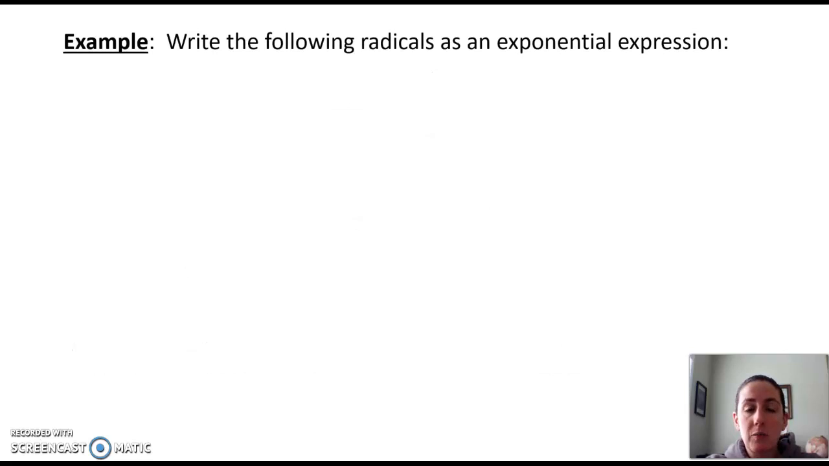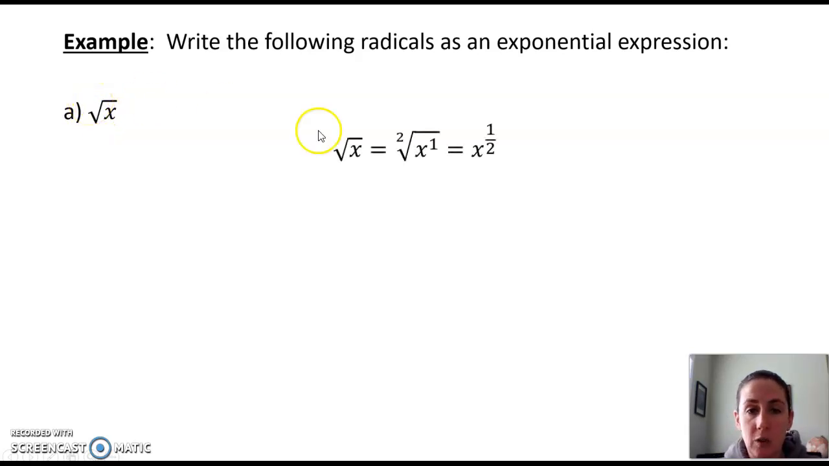All right, so if we wanted to write radicals as fractional exponents or as exponential expressions, take the square root of x. Remember, our exponent is our numerator and our root is our denominator. But notice there's no root in here and there's no exponent in here. We know if there isn't an exponent, it's automatically a 1. And if there's no root, that square root is actually a 2. So the square root of x is actually the 2nd root of x to the 1, which becomes x to the 1/2.